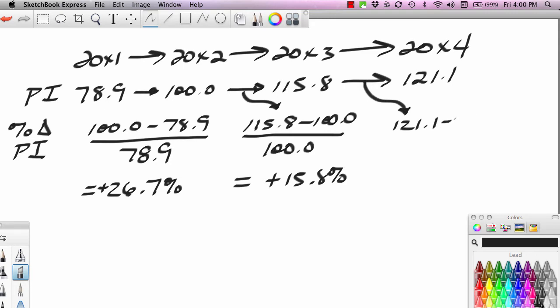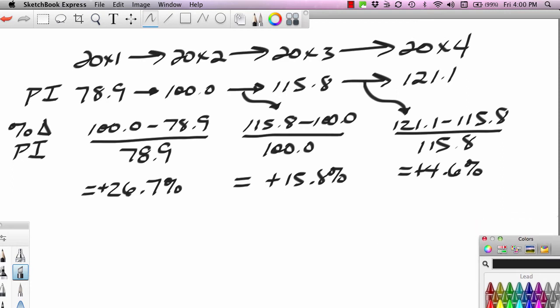121.1 minus 115.8 divided by 115.8. And again, I just happen to have that. That equals an inflation rate of about 4.6%. Actually still high by U.S. standards. If inflation right now were about 5%, people in Washington would be talking about it. It would actually be an issue. Again, by other country standards, that's a relatively low inflation rate.